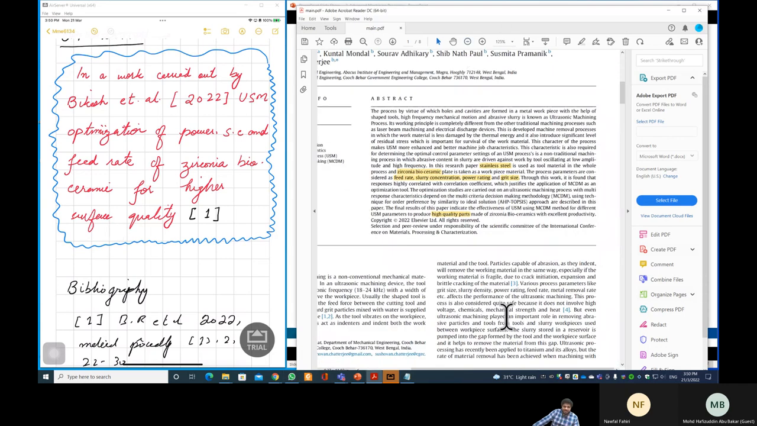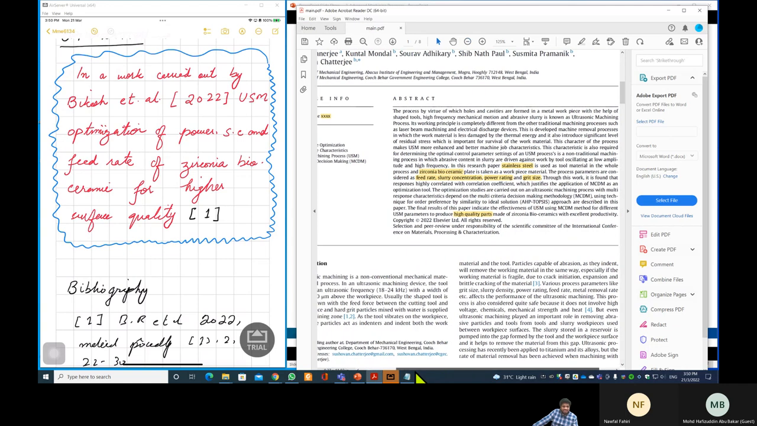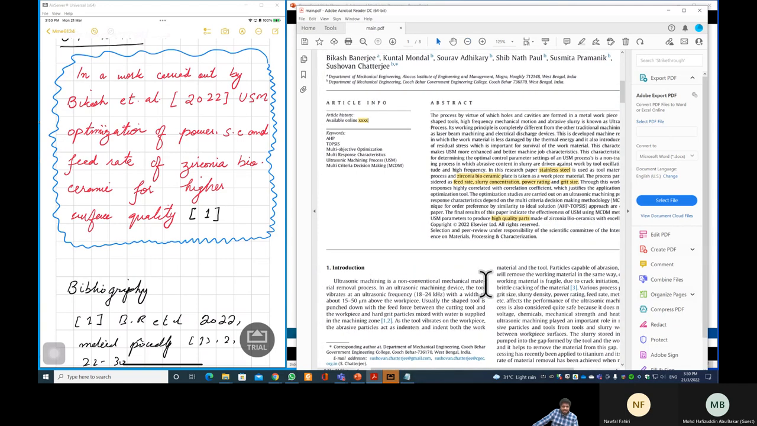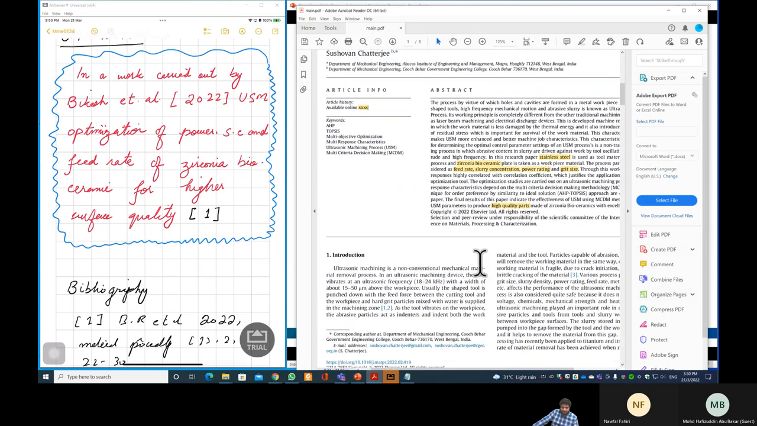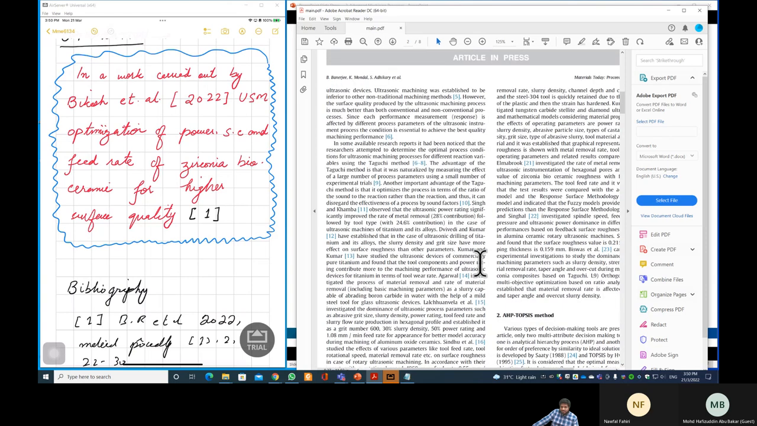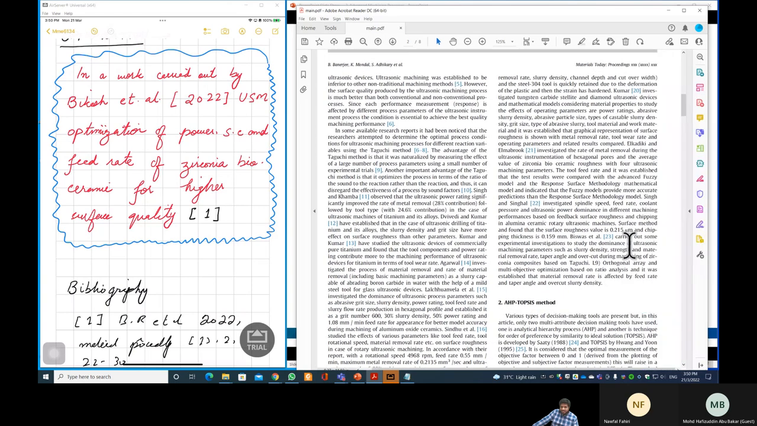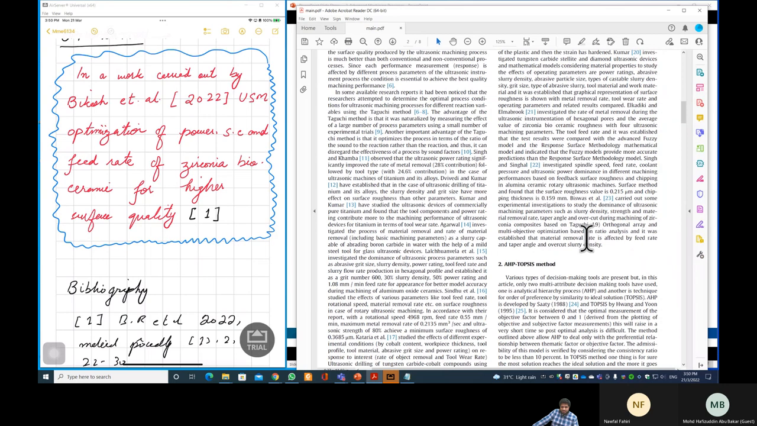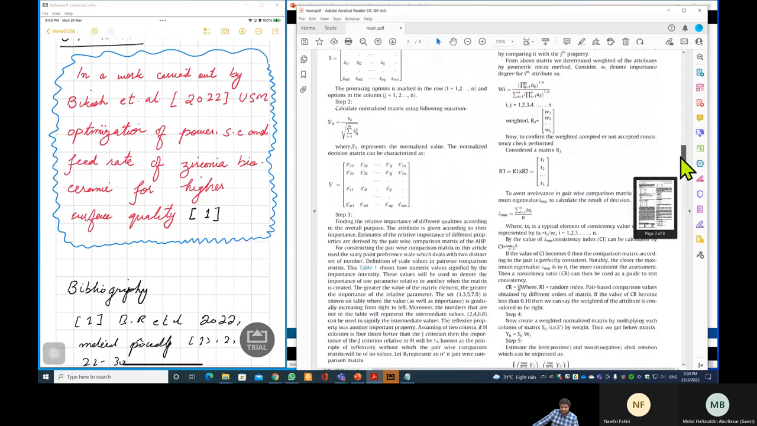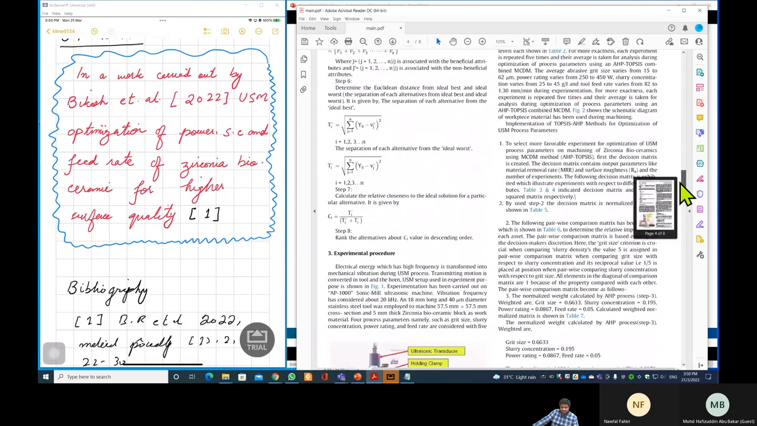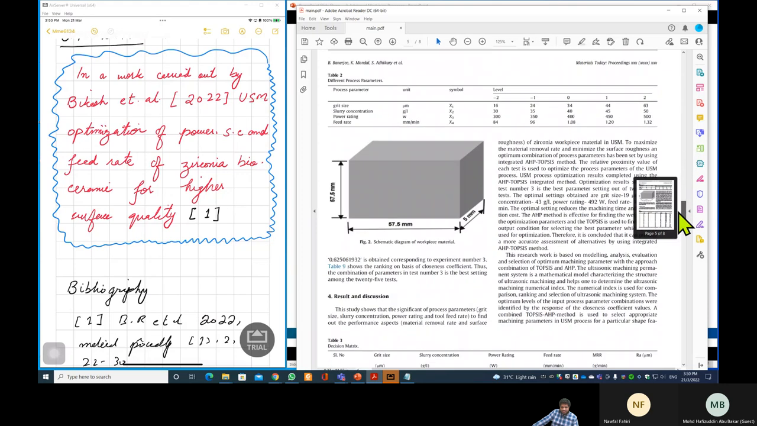So what we learned so far in our slides, you can now see it practically in the research paper also. If we move down, I'm sure that he listed down all the other parameters also. So this is the optimization process.